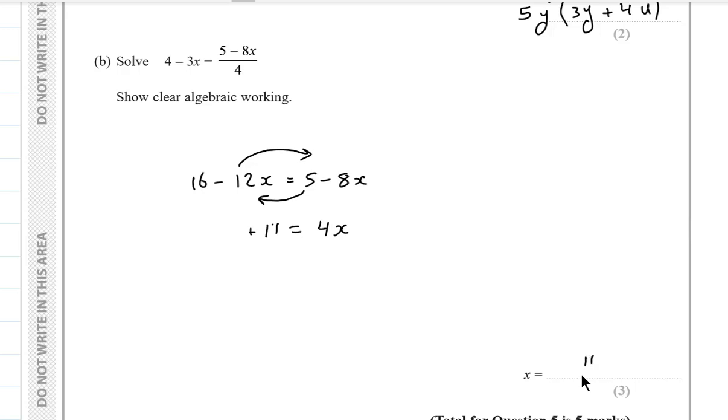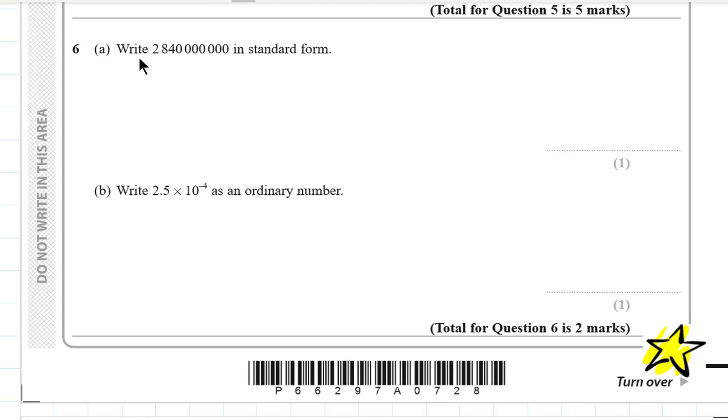11 over 4. That's it. Question 6a, write 2,840,000,000 in standard form. Okay, we have here 3, 6, 9, 10 digits. So I will put the decimal point here to 0.84, 10 digits minus 1, which is 2. So we will have 9 digits here. So I will multiply 2.84 times 10 to the power of 9.